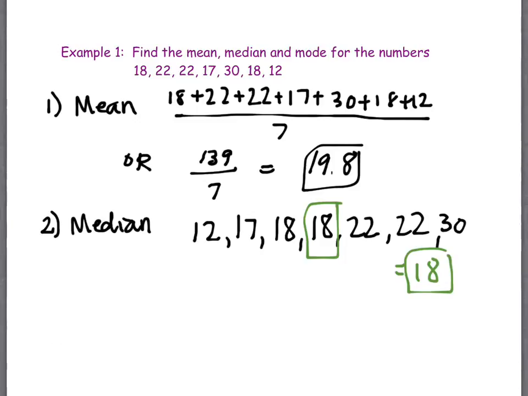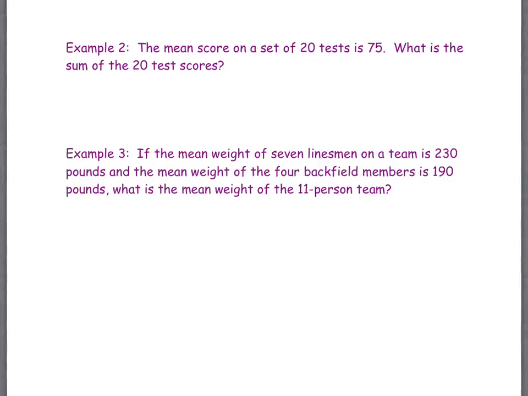The nice thing about doing this is that because you've put them in order, it's very easy now to see the mode. What is the mode? 18 and 22. Yeah, there are 2 of them, 18 and 22. Okay, any question on that? All right, let me show you how we can use this kind of information in a little bit different context.